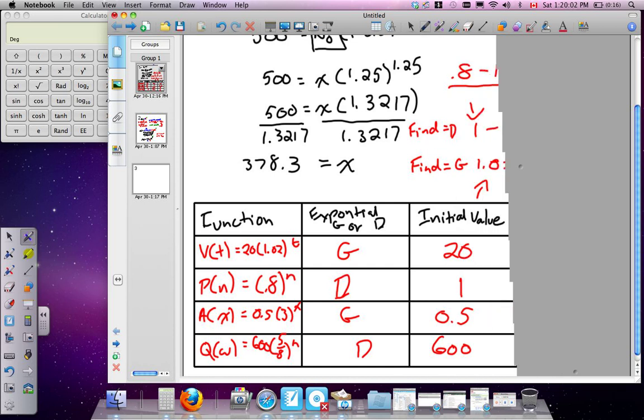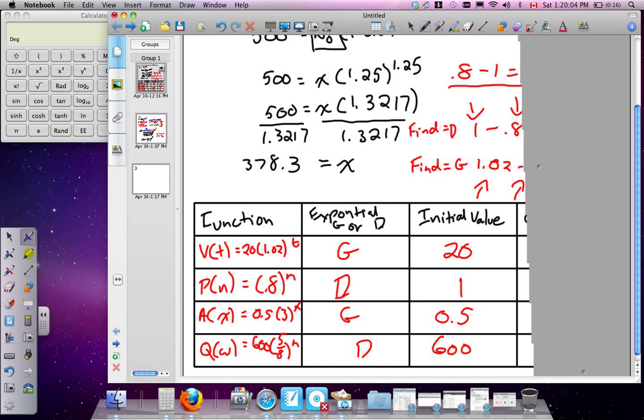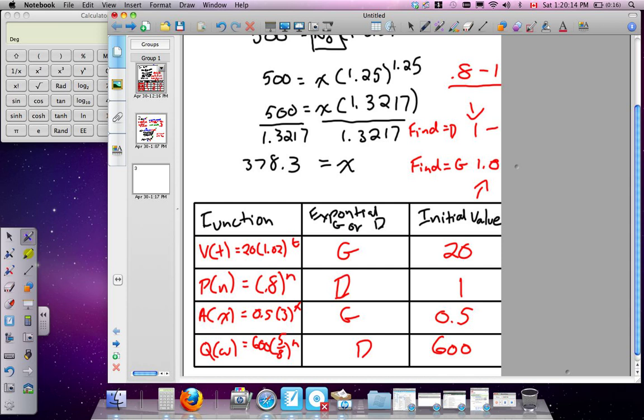And what about the last one? Was it decay or growth? Okay, it's decay, because it's less than 1. Yeah, less than 1.